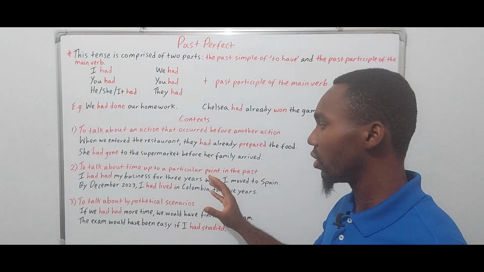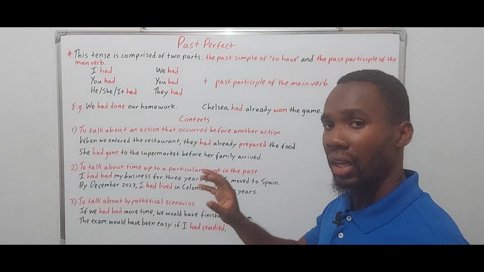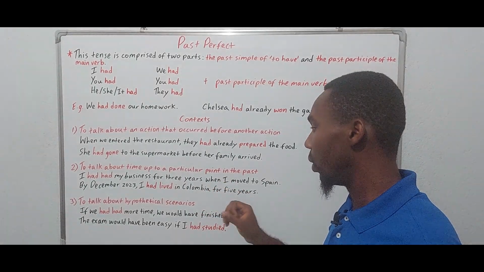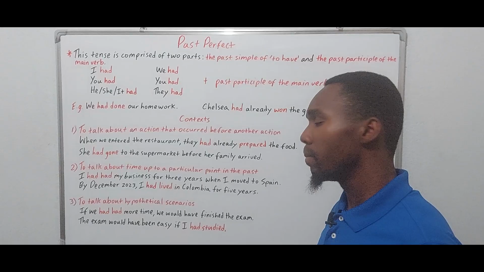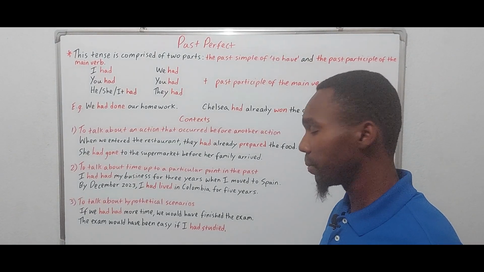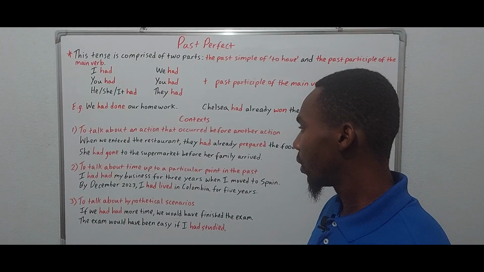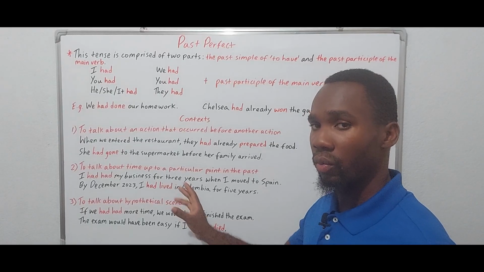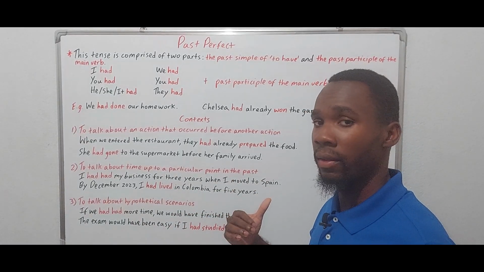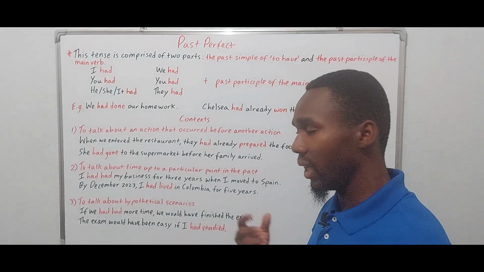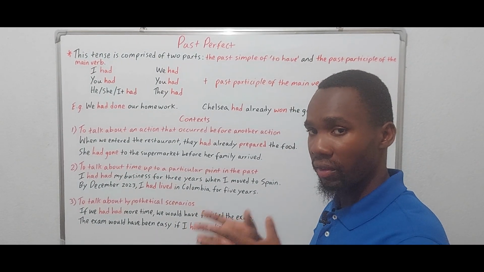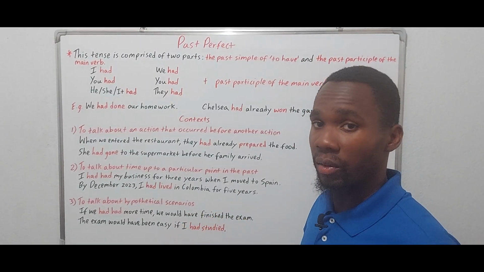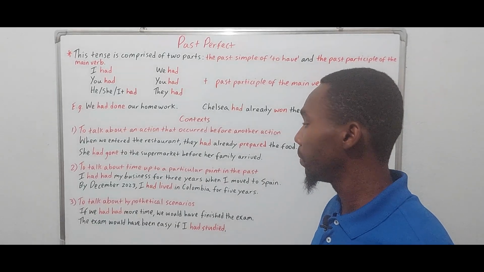If we had had more time, we would have finished the exam. So with this structure, we have a condition. If we had had, so if we had had more time, we would have finished the exam. And then the second part, you're going to have the conditional, of course, right? The exam would have been easy if I had studied. As you can see, the if can occur at the end or it can occur at the beginning. But the if mentions the condition, and with that we use the past perfect. To be more specific, the past perfect subjunctive, even though they have the same form, right?